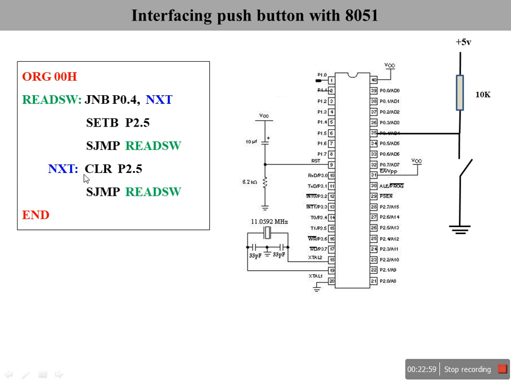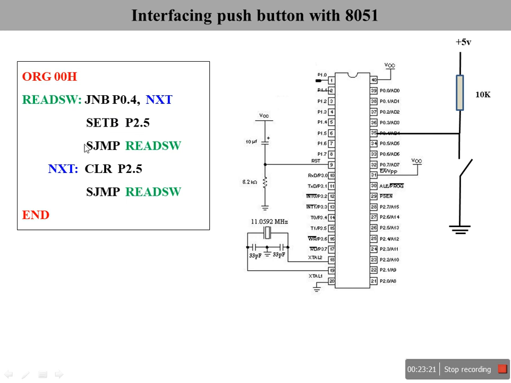Assuming jump on no bit is true, it comes to this one, CLR. What is CLR? Clear this bit. What is this bit? P2.5. It is the sixth pin of port 2. The sixth pin of port 2 will now be cleared, and if it is false, then this will be executed, where again the sixth pin of port 2 will carry logic 1 now.